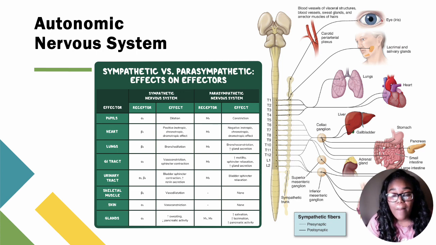So again, think about parasympathetic as para-processing, and the sympathetic nervous system as fighting and flighting. Again, there are two different ways you can think about this. Sympathetic nervous system, fight or flight. Parasympathetic nervous system, rest and digest.